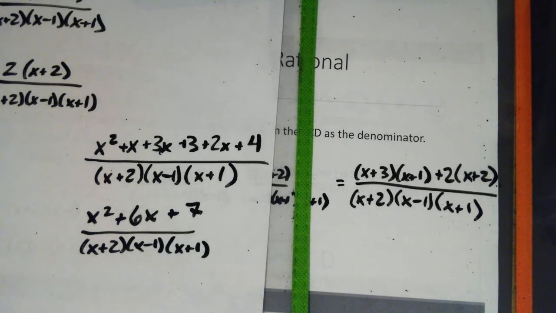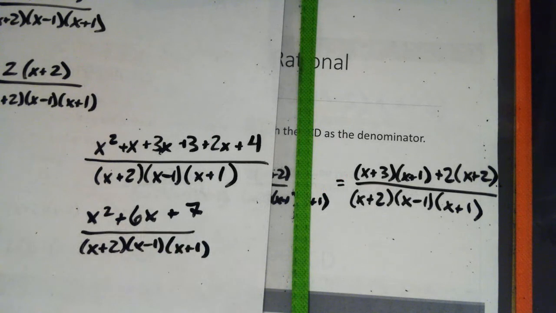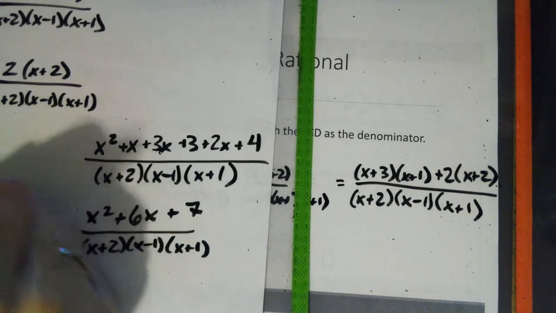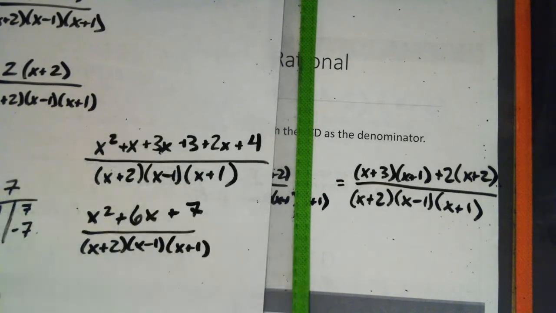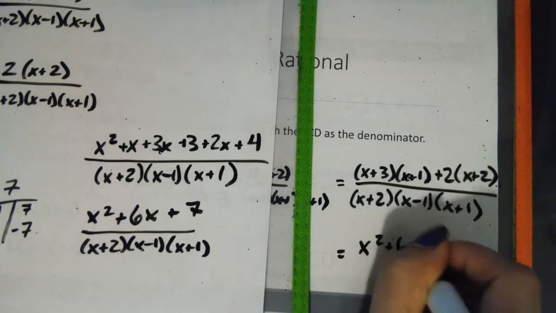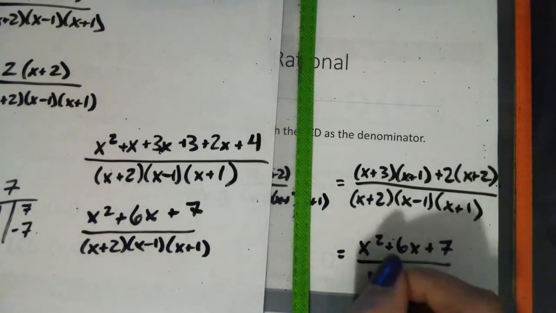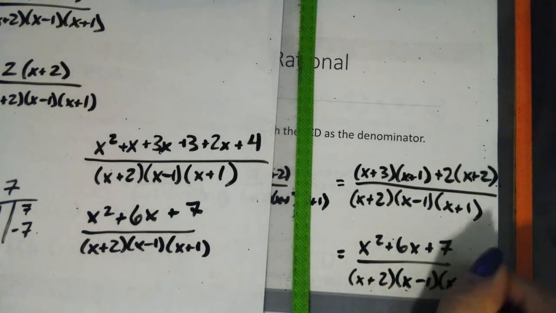The question is, can that simplify? Well, if we take our a times c, 1 times 7, that's just 7. The ways we can multiply and get 7 are 1 and 7, or negative 1 and negative 7, and neither of those add to give me 6. So I'm done. This simplifies into x squared plus 6x plus 7 over x plus 2, x minus 1, x plus 1.